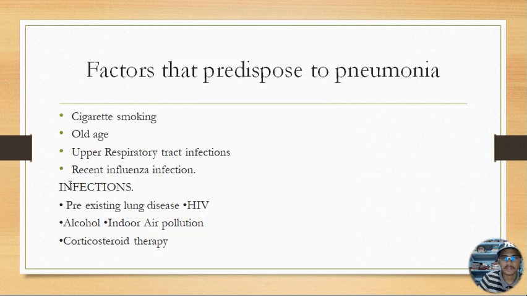Now let's see what are the factors that predispose to pneumonia. The most common cause is cigarette smoking. Old age is also common, along with upper respiratory tract infection and recent influenza infections. There are some other conditions which may lead to pneumonia, such as pre-existing lung diseases or HIV, alcohol consumption, indoor air pollution, or corticosteroid therapy.